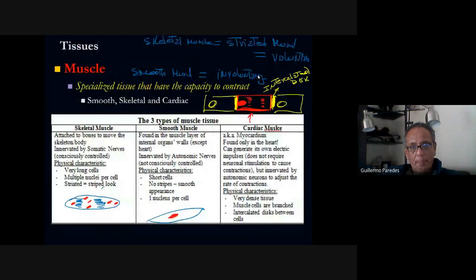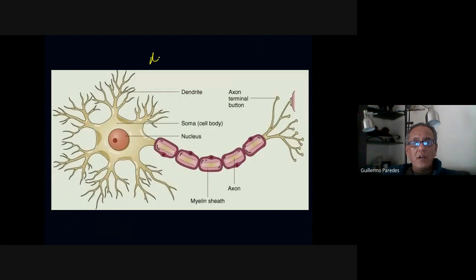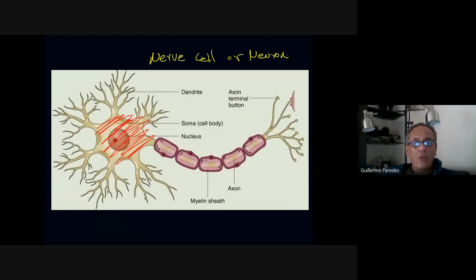All right, and the last one, just to finish here: the nervous tissue. The nervous tissue is going to be formed by neurons, or nerve cells. So here we have the nerve cell, or neuron. You need to remember these are the components of the nerve cell. All this is the soma, or cell body. All these, like hairs, are the dendrites.